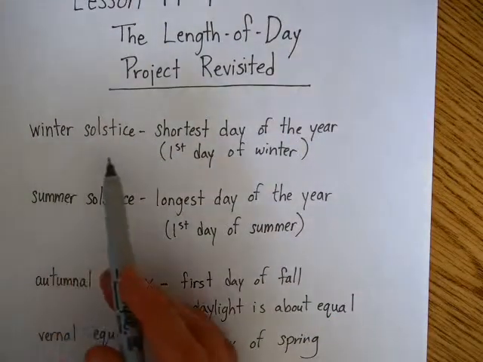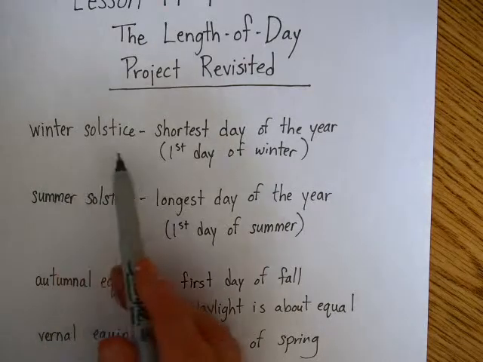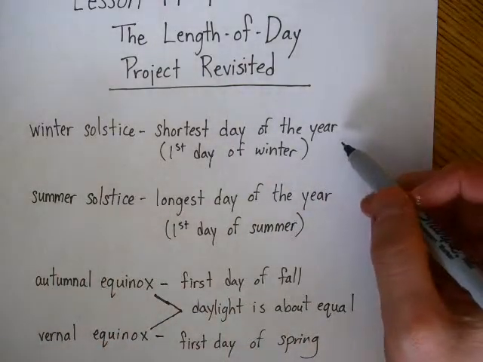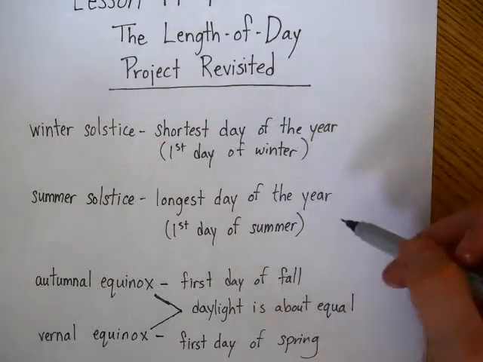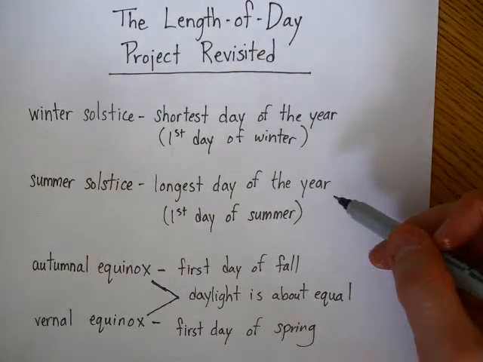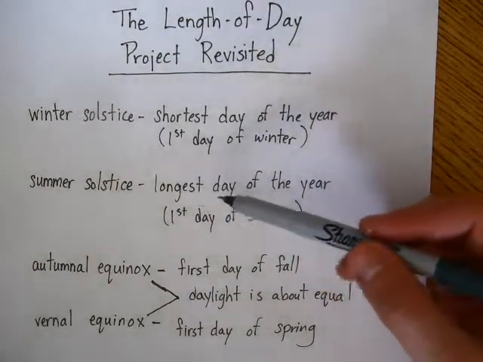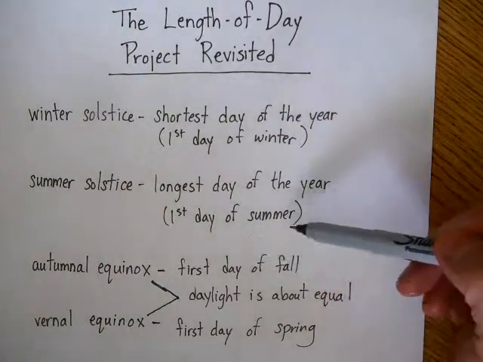The first one is winter solstice, and the winter solstice is the shortest day of the year, so it's the first day of winter. The next one is summer solstice, and that's the opposite. That's the longest day of the year and the first day of summer.